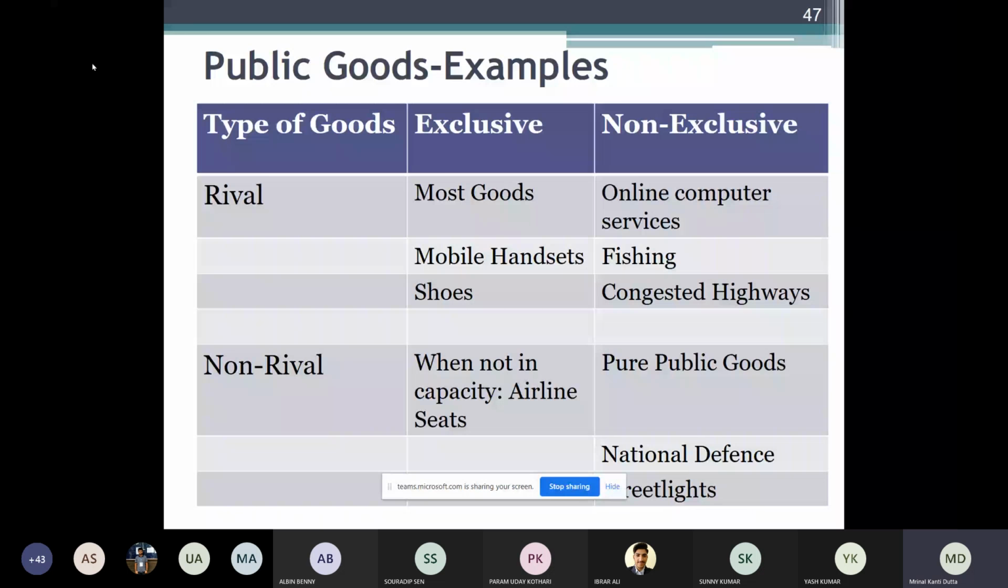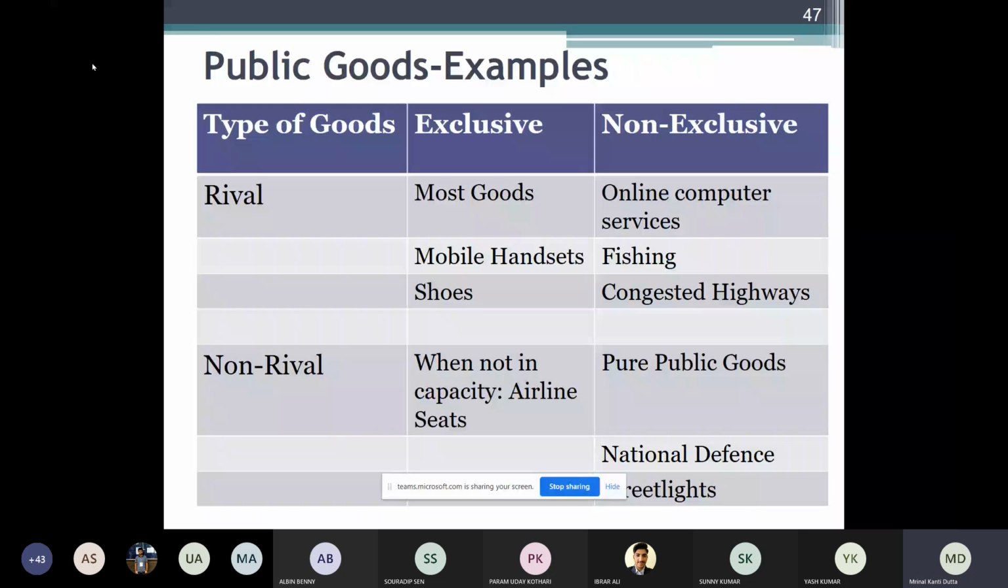At the same time, it is non-rival. The amount of service that I am getting in Assam, for example, might be equal to that of someone who is getting the service from defense in Kerala. So my consumption of defense services will not reduce the amount available for the person in Kerala. So that way, national defense is an example of a non-rival and non-exclusive service.